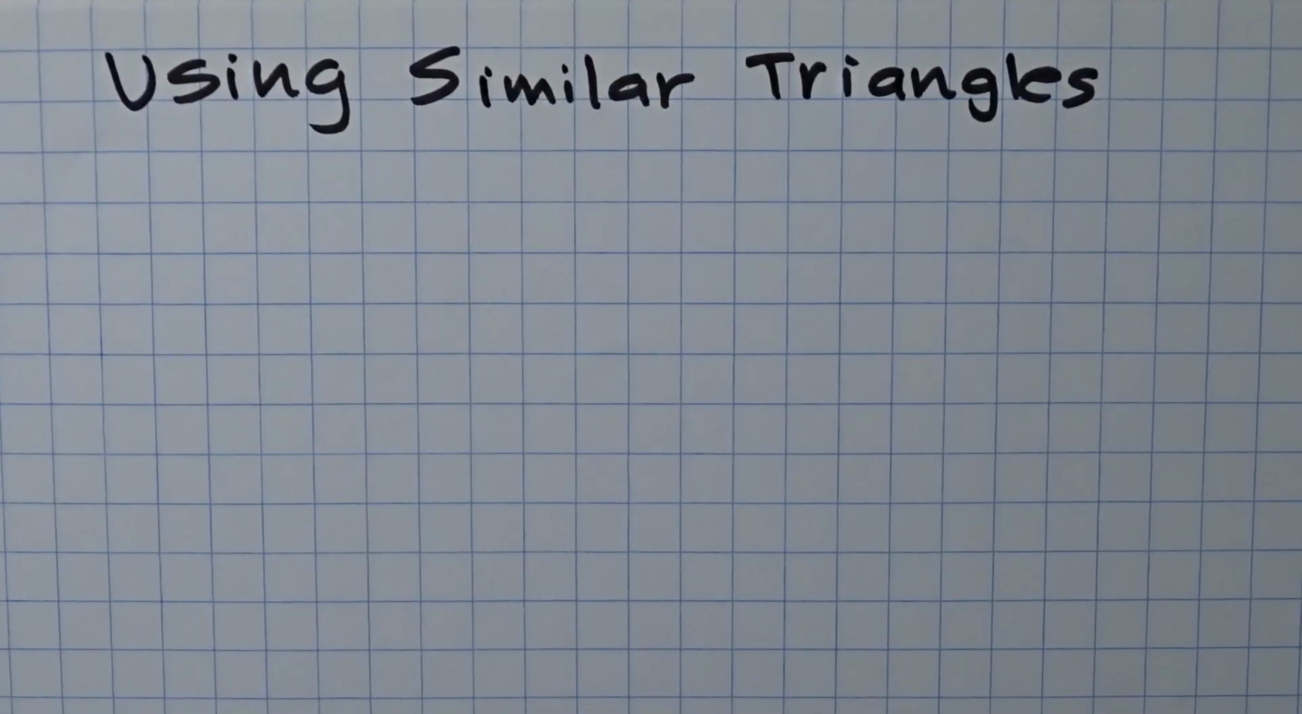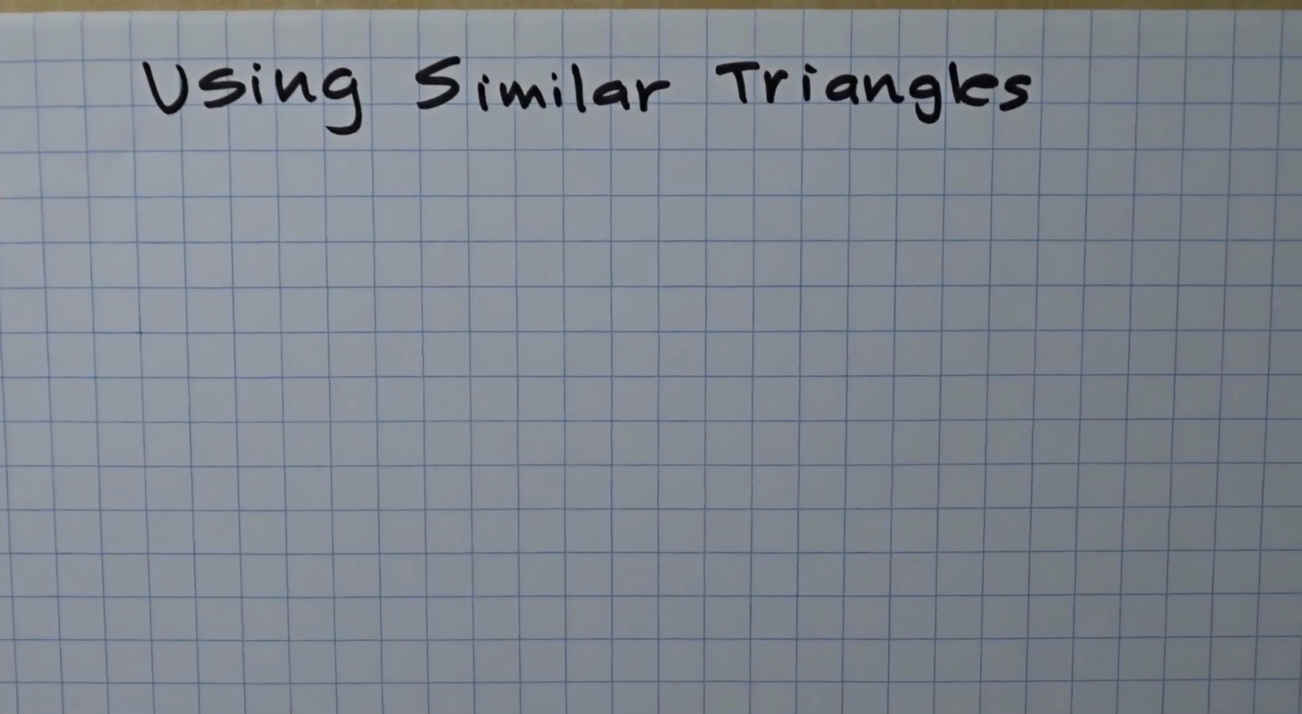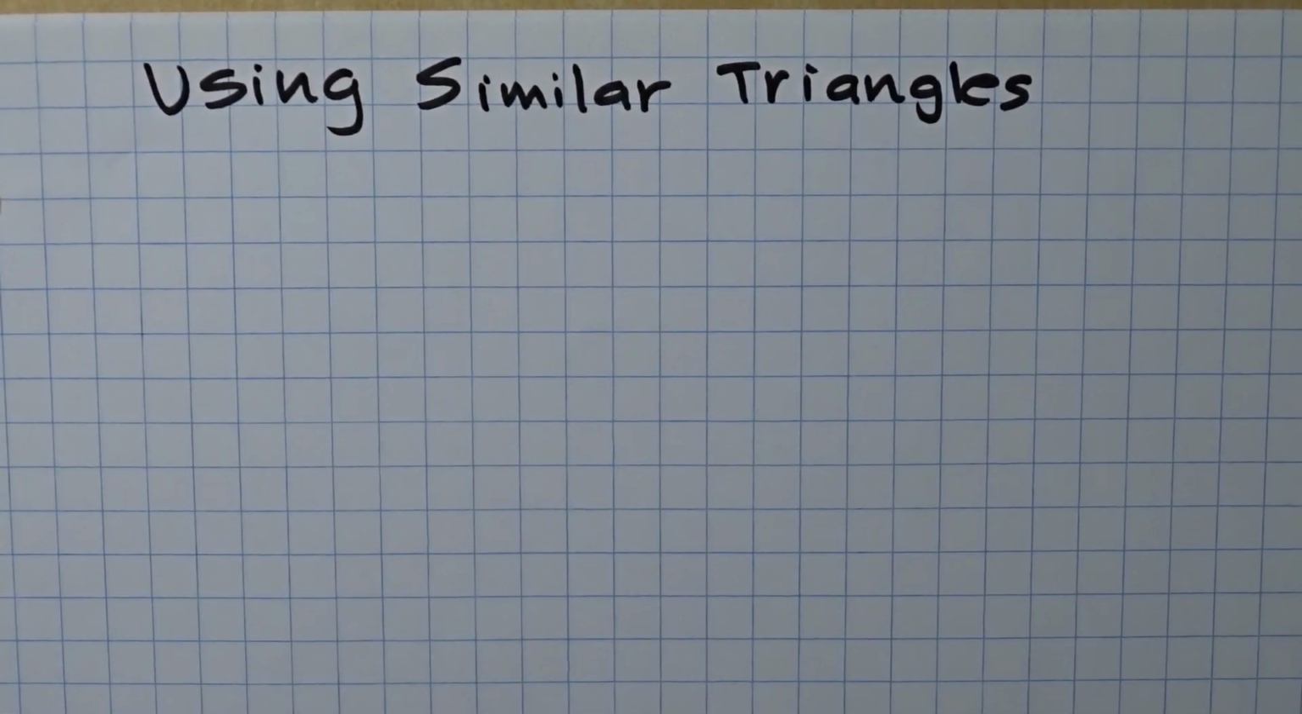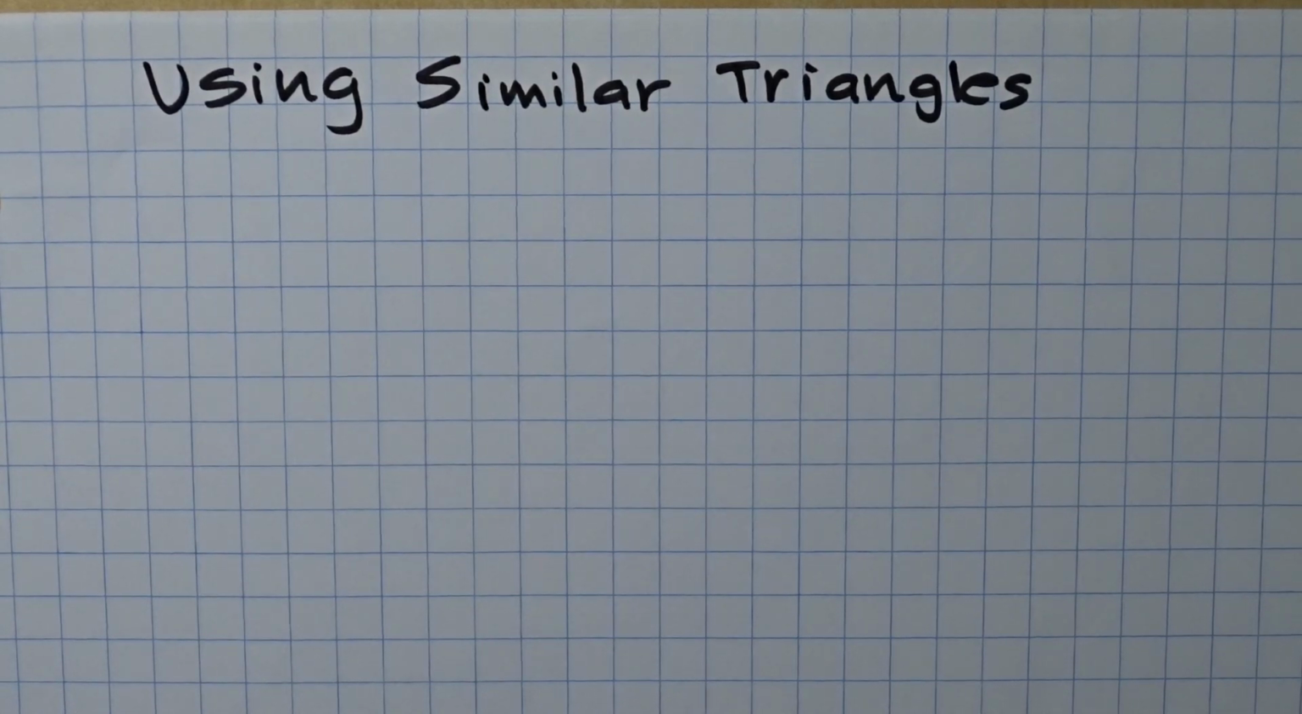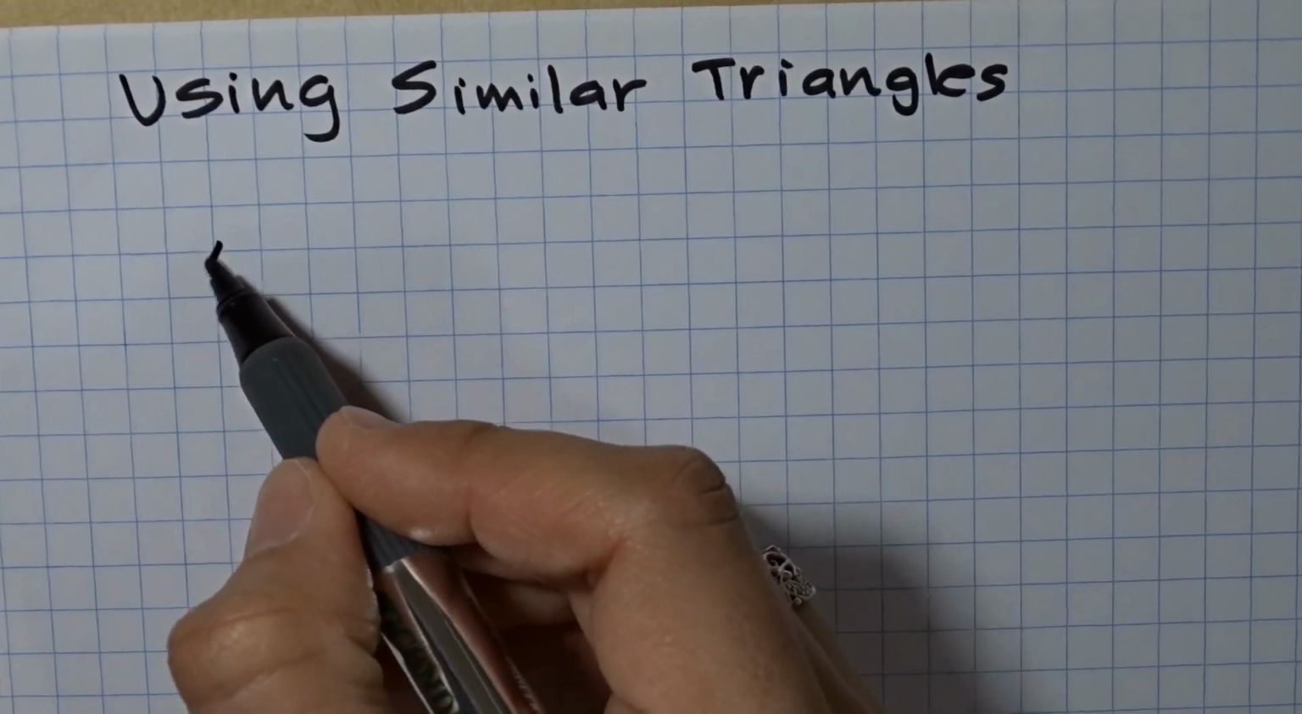Right, so using similar triangles. In using similar triangles, we need to determine how we're going to figure out whether or not they're similar. And to do that, it's all about the angles. So let's look at some similar triangles.